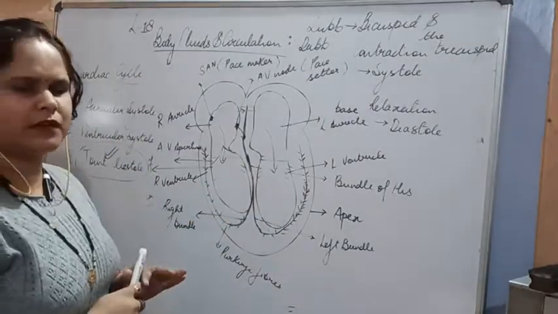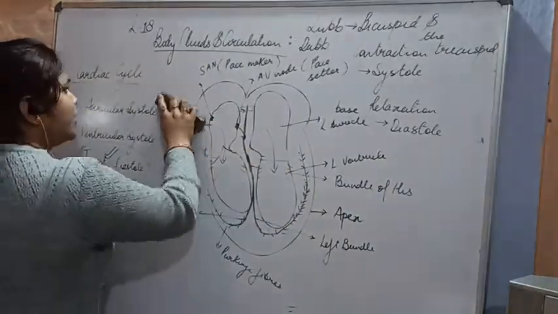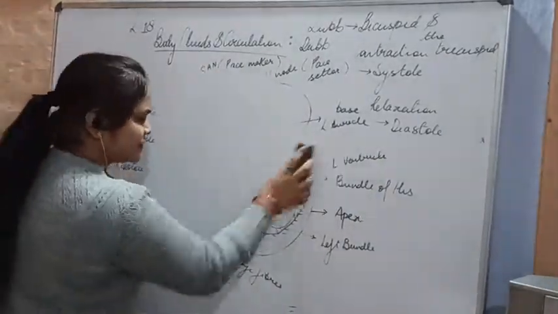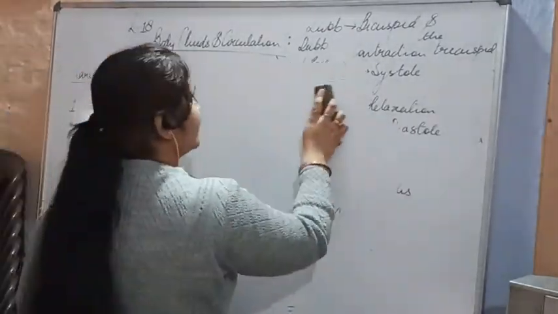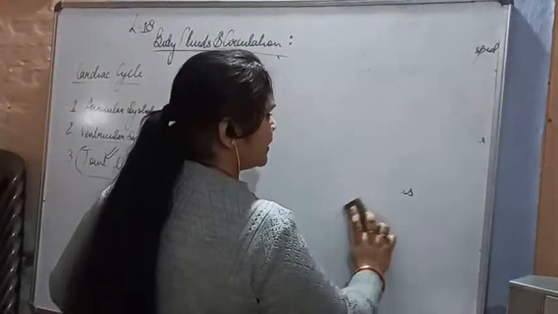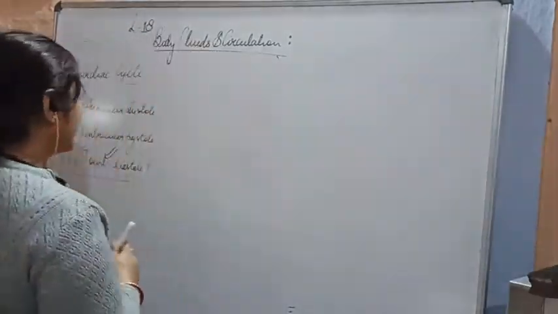Now just look at the important points. What happens basically in auricular systole? The diagram is finished. We are done with the diagram. How is it occurring, and when is the dub or lub sound produced? We can check it with the help of a diagram also. What are the events that are occurring in the auricular systole? Just check them out first.